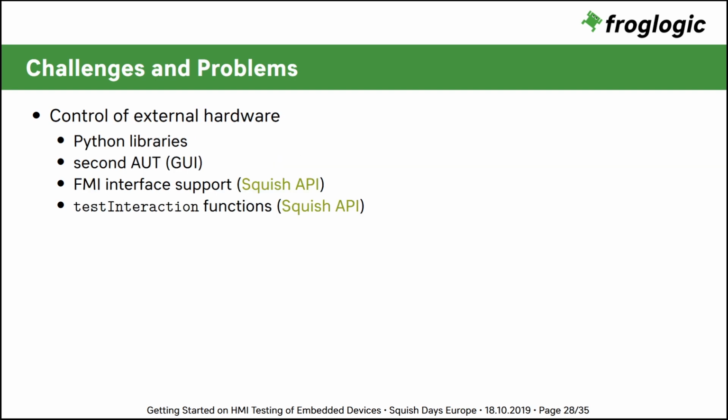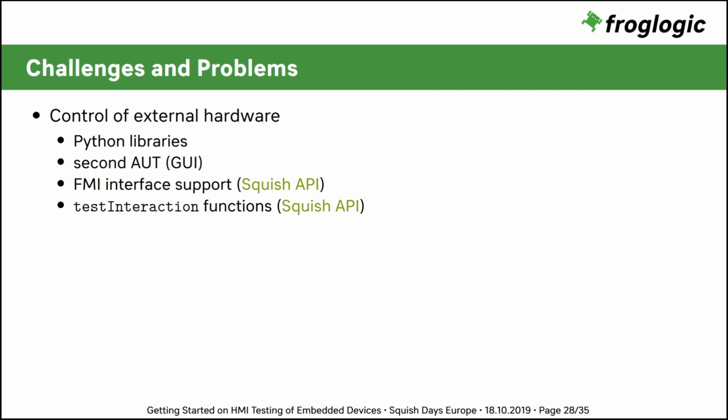The other thing which is quite common is the control of the external hardware or the environment of the embedded device which you want to test. Quite often additional hardware like instruments or some tools which you find around embedded devices have additional Python libraries which you can use, of course, in Squish in your test scripts in order to set up the environment before the test or during the tests.